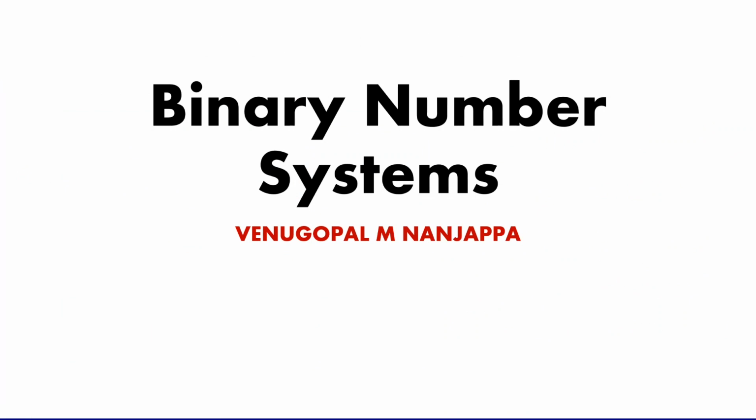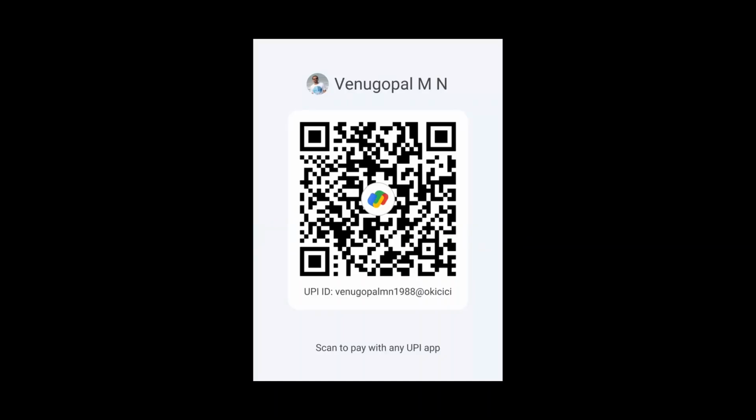So hopefully as part of this video you understood what exactly a number system is, how you can convert a given decimal number to an equivalent binary number. At the same time you also understood and saw the steps to convert a given binary number to an equivalent decimal number.